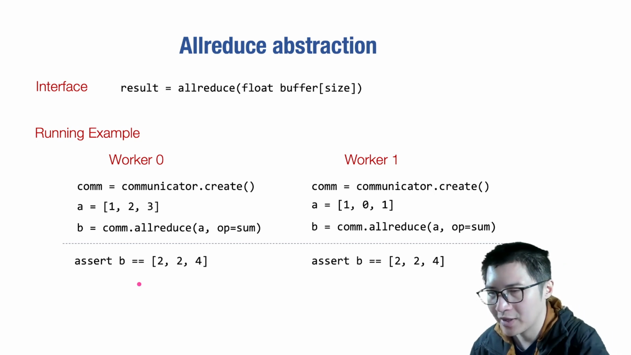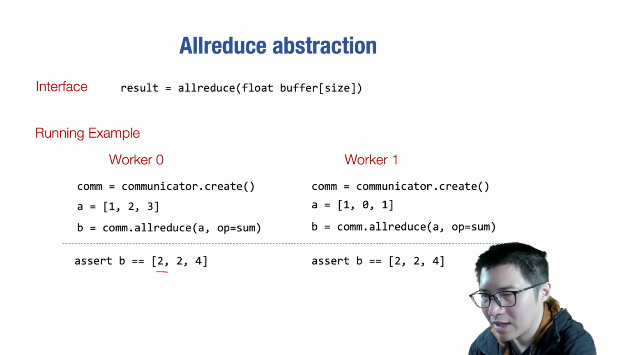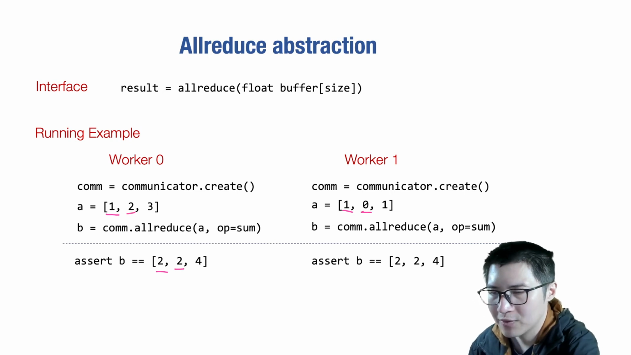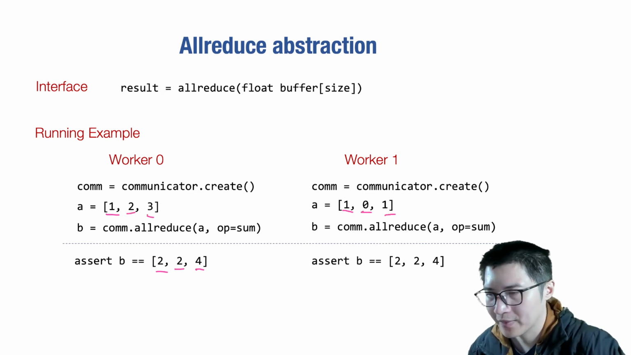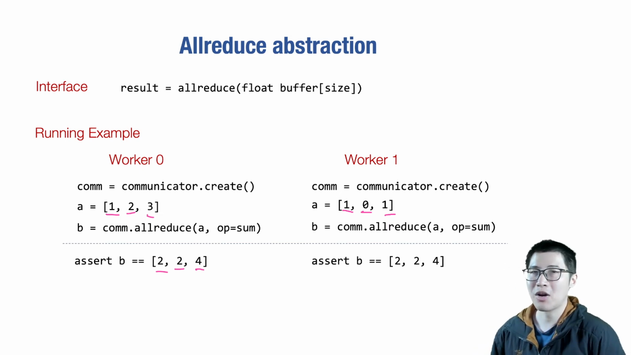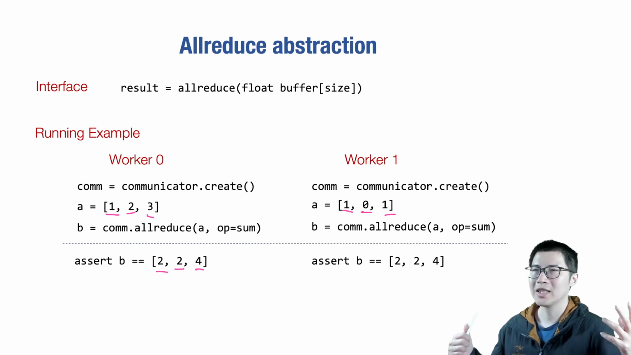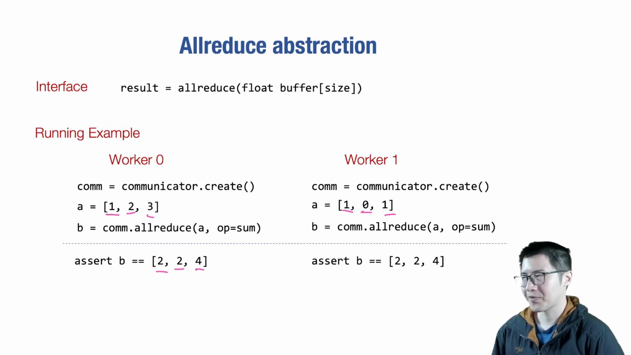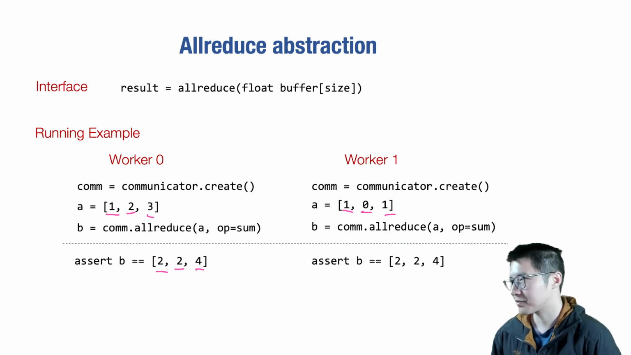In this case, you can find that this 2 is the result of 1 plus 1, this 2 is the result of 2 plus 0, and this 4 is the result of 3 plus 1. Okay, so you can find that this Allreduce interface is quite intuitive in some sense. Effectively, we call Allreduce, pass in an array, and we get the sum of the array across all the workers.